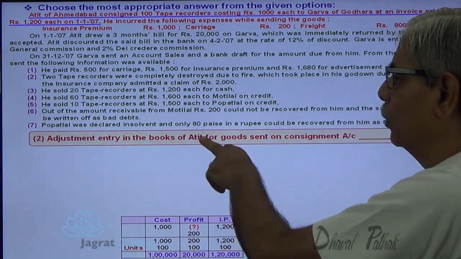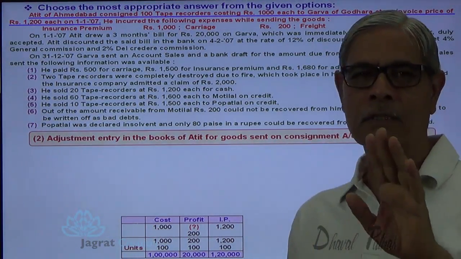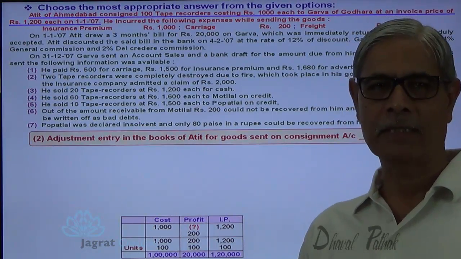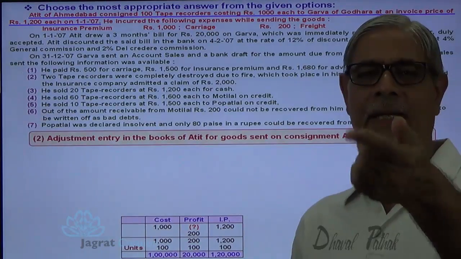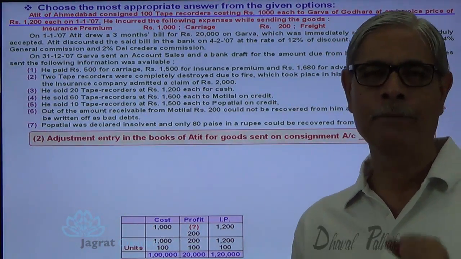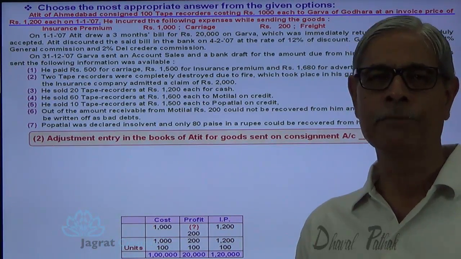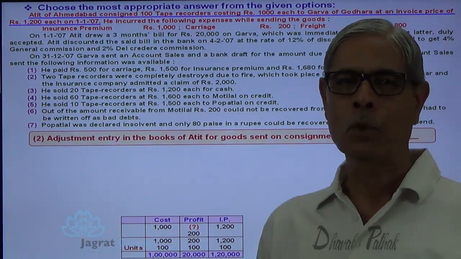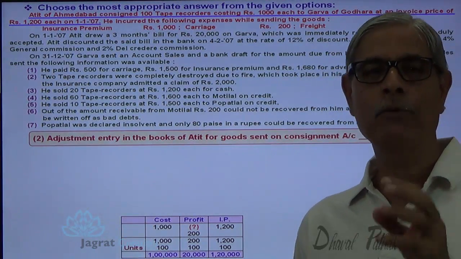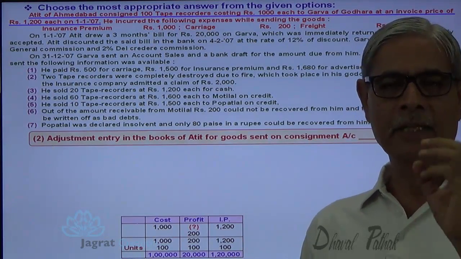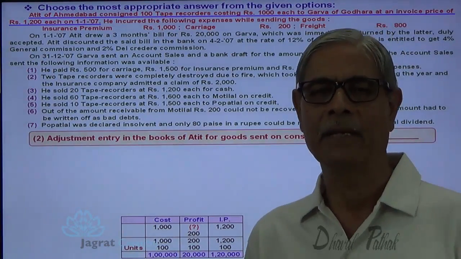Adjustment entry in the books of Atit for goods sent on consignment. Now goods sent to the consignee at an invoice price. When the goods are sent at an invoice price, the journal entry is: consignment account debit to goods sent on consignment account credit. And when the profit loading included in the invoice price is required to be adjusted, you are required to write the reverse entry: goods sent on consignment account debit to consignment account credit.